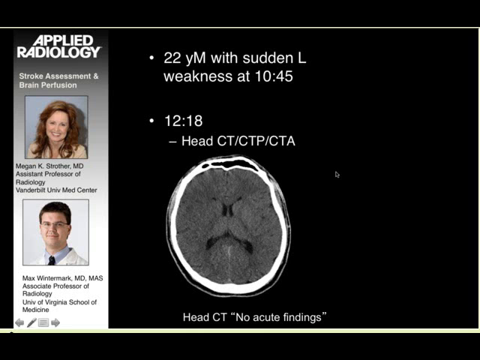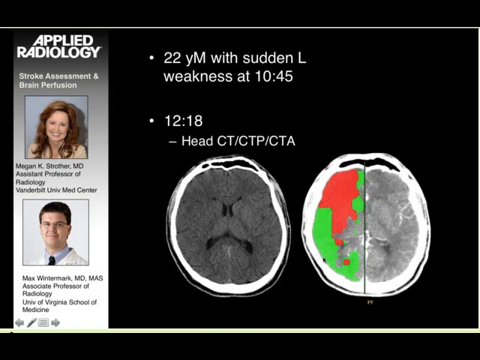Thinking retrospectively, you may appreciate some early obscuration of the gray-white margins in the right cerebral hemisphere. This kind of subtle parenchymal change is not a contraindication for IV TPA. Certainly, the CT perfusion study makes the change more obvious. On this threshold image, the red here represents infarct, the green suspected areas of ischemia or penumbra. The green is tissue at risk, which may proceed to infarct, but is not already dead.